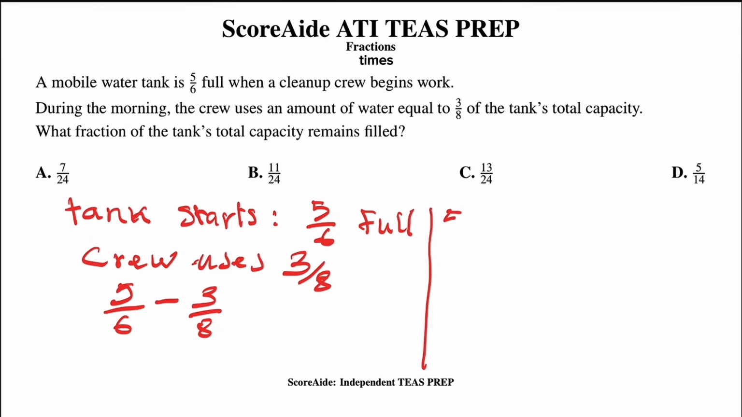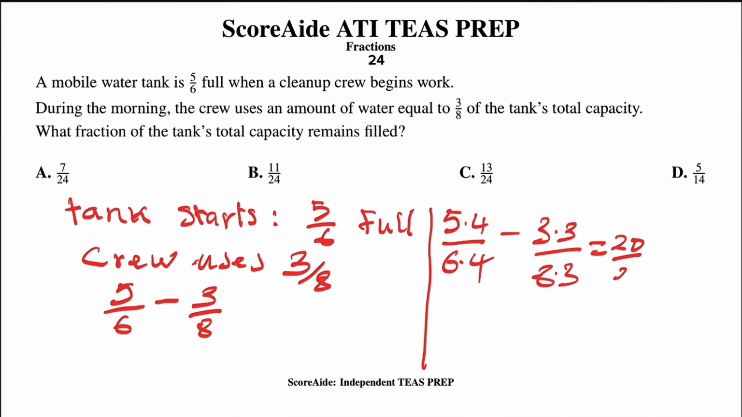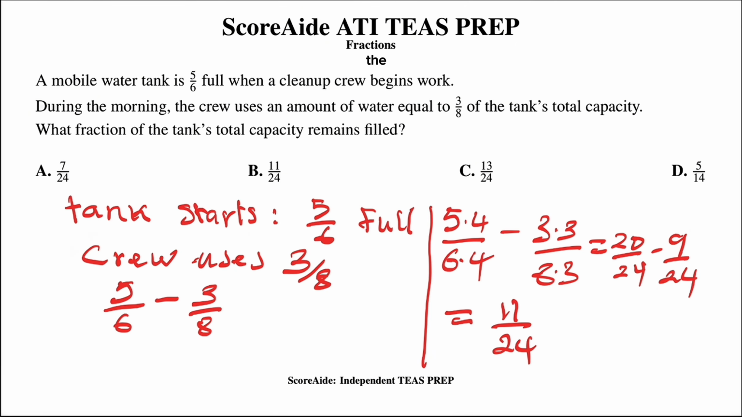So we have 5 times 4 over 6 times 4 minus 3 times 3 over 8 times 3. So this is going to give us a fraction of 20 over 24 minus 9 over 24. So if we subtract that, we are going to have 11 over 24. So the answer is B.